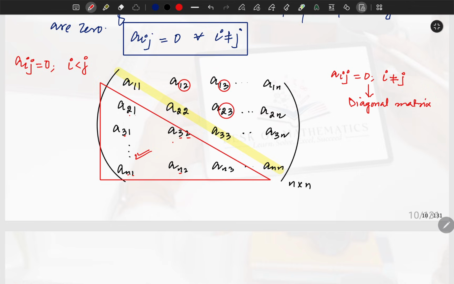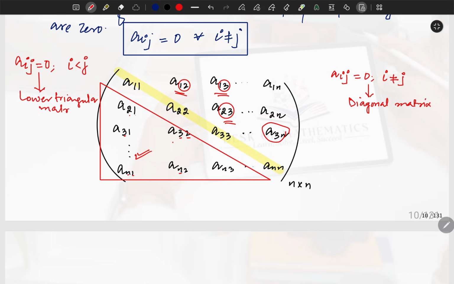Look at strictly less than. That means if these elements are 0 when i, the row, is less than the column, that's (1,2), (1,3), (2,3), then we call it the lower triangular matrix.